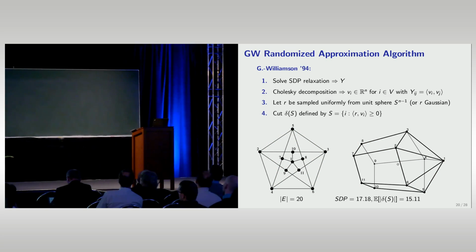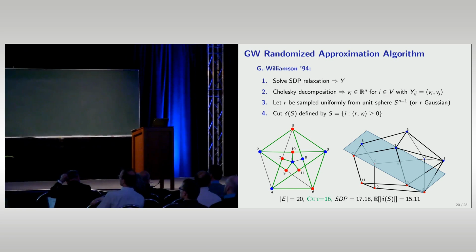And now which hyperplane do you use? Well, it's not clear. So let's do it randomly. Let's take a Gaussian vector in R^n, and then let's just look at the vertices i which have a non-negative inner product with that Gaussian vector. And in this case, if we compute the expectation of the weight of the cut that you get, it is 15.11.